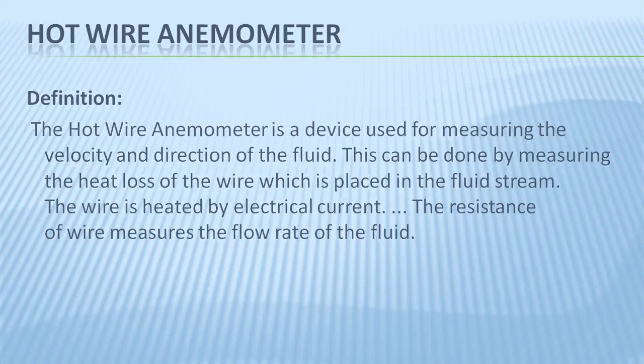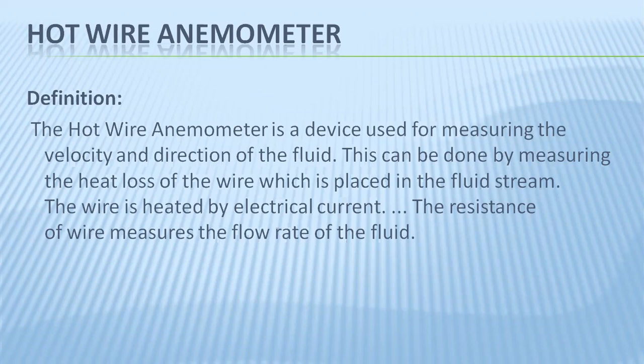By using this hot wire anemometer, a device for measuring the velocity and direction of a fluid, we can measure the heat loss of the wire which is placed in the fluid stream. Whenever we place the hot wire in the fluid, the wire loses heat.